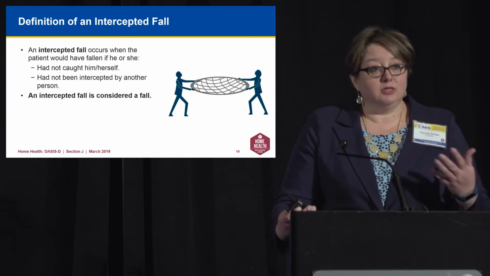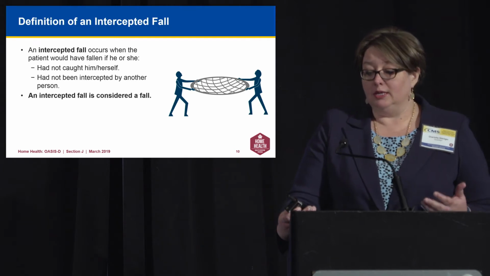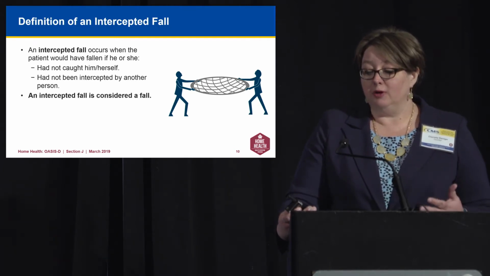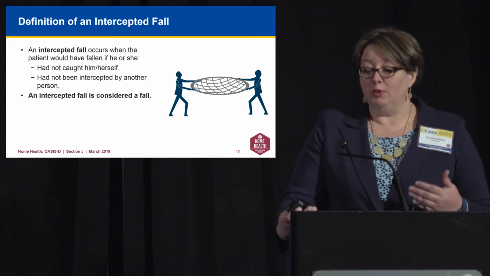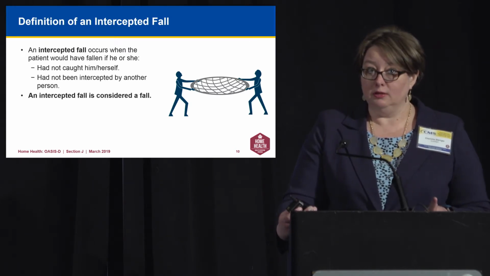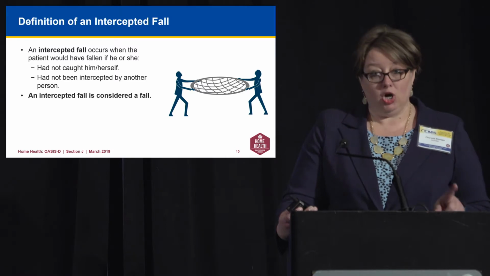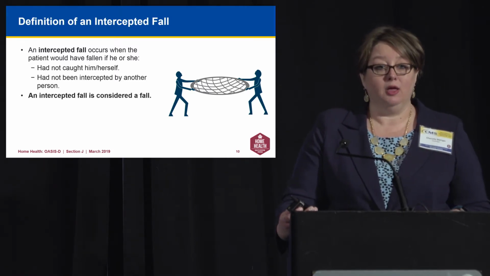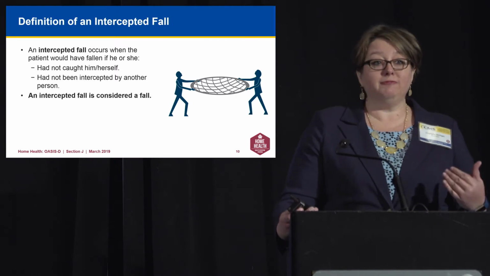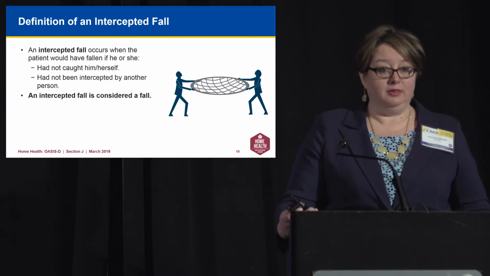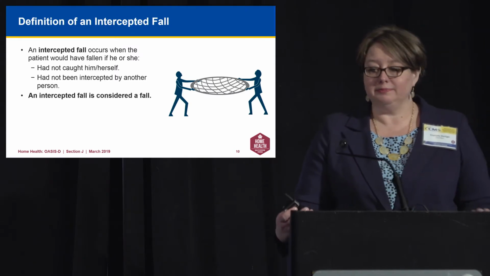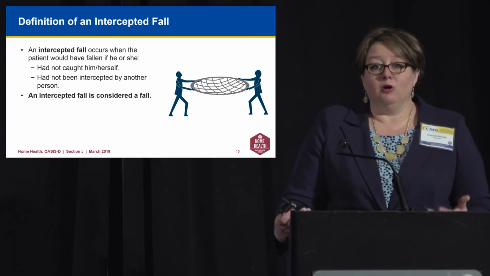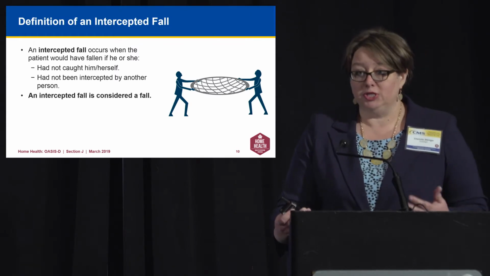Now, some other considerations we want to look at is an intercepted fall, right? So a definition of the intercepted fall is a fall that occurs when a patient would have fallen if he or she had not caught himself, right? Or had not been intercepted by another person. Meaning they would have fallen if that other person wasn't there to catch them, right? So in this circumstance, an intercepted fall is considered a fall for J1800.